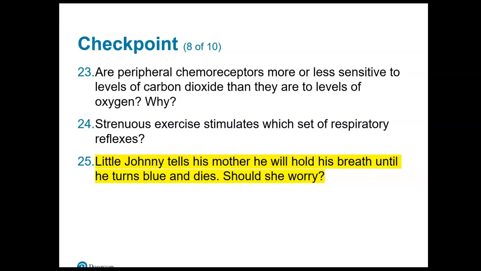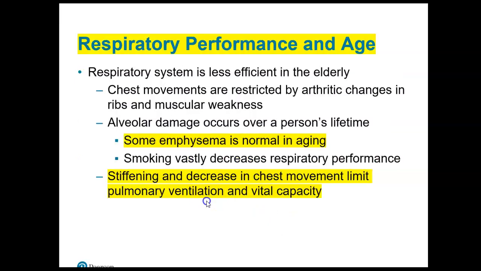His external intercostals and his diaphragm are going to contract because they're going to get stimulated by the signals from the pons and the medulla. So no, she should not worry. All right. And you cannot hold your breath until you die, because that's what will happen.